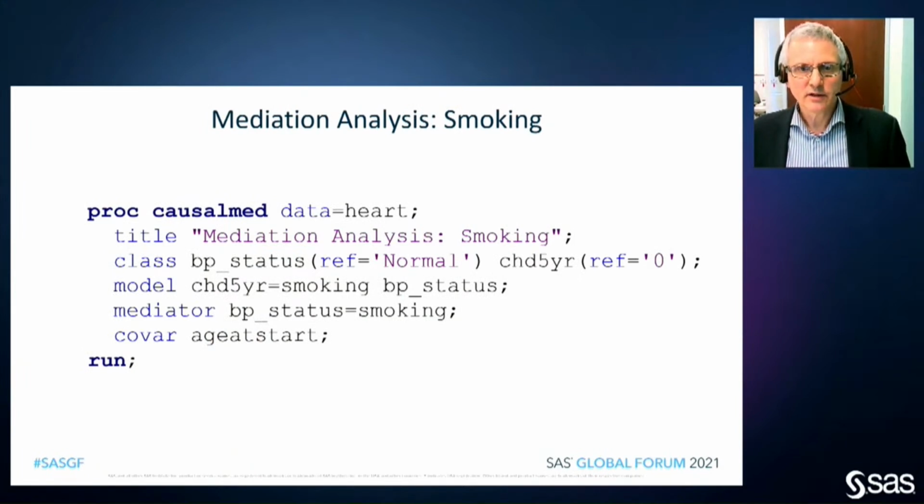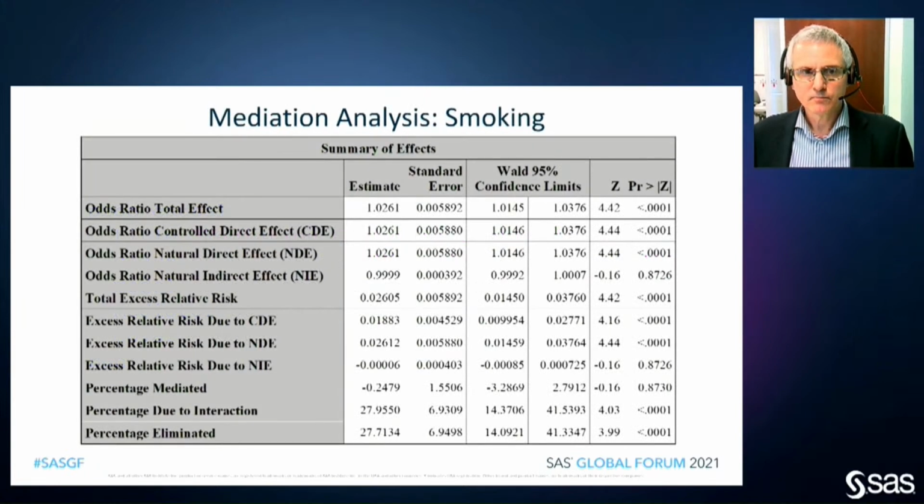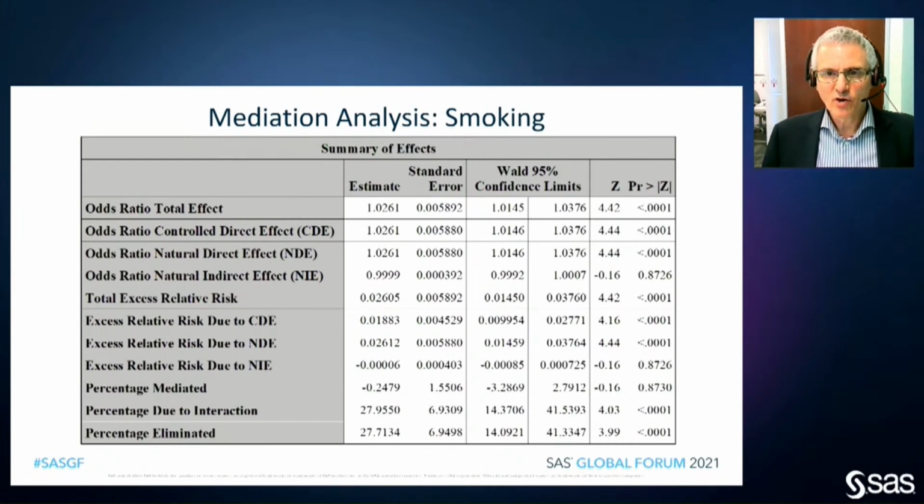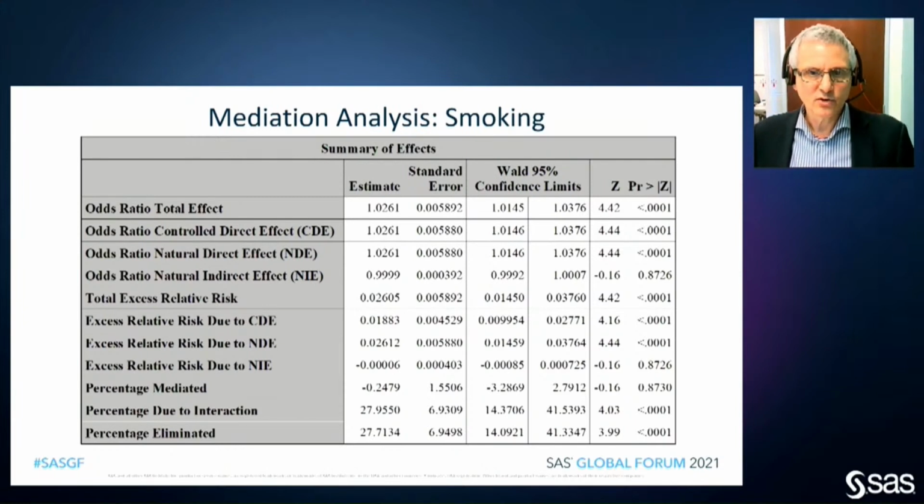So we can change our PROC CAUSALMED step to analyze smoking. And note on the model statement, we have the outcome, CHD 5YR equals smoking and blood pressure status. The mediator, blood pressure status equals smoking, is on the mediator statement. And the only covariate for which we need to adjust is age at start. And recall that again was identified by PROC CAUSALGRAPH. And here's the results for our smoking analysis, and it appears that smoking has a small but significant direct effect, but there is no indirect effect.